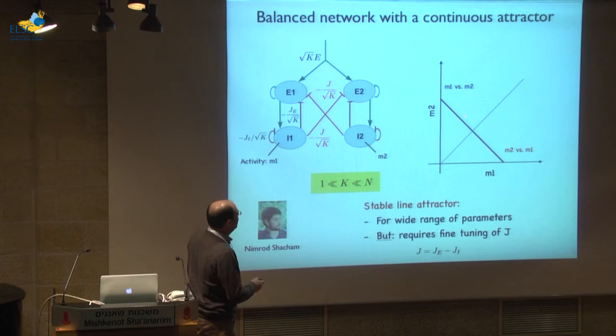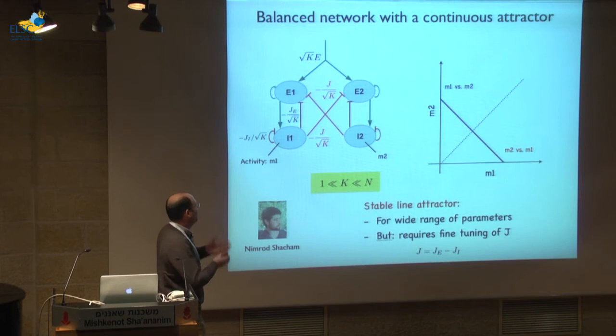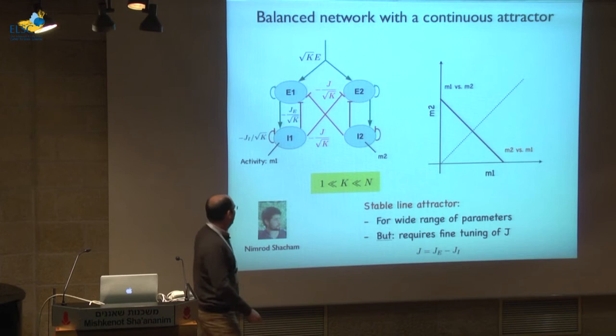And if we perturb it a little bit out of the line, it will flow back to the line. And this work is done by Nimrod Shaham. So this is true for a wide range of parameters, but it requires fine-tuning of the connections between the populations. This is a general issue with most models of continuous attractor networks, that you need to fine-tune the connections.